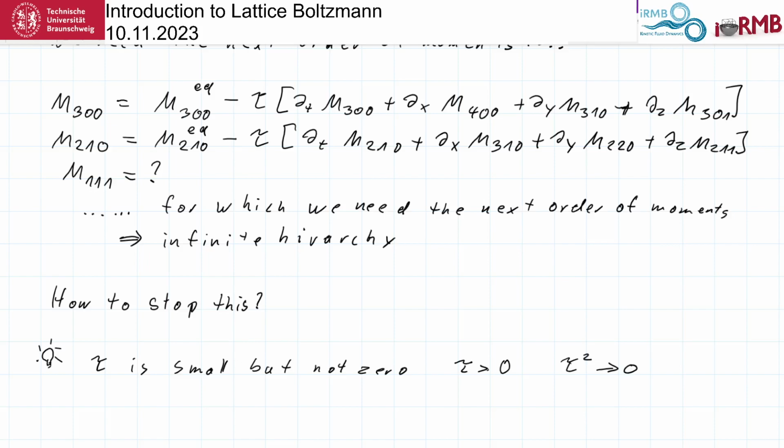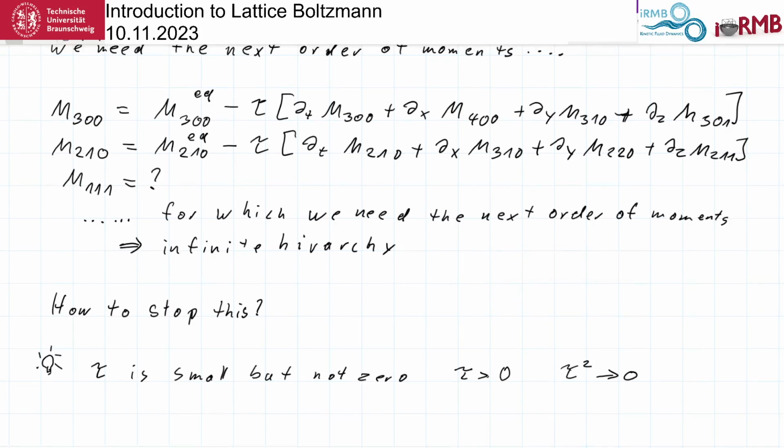right? So this is what we do in finite differences all the time. So delta x is not 0, but delta x squared is 0, right? So let's try it this way. So if this is the case, what can we do? You see, all of these equations that we have up here have already a tau in front of them, right? So their non-equilibrium part will have tau squared in front of them, which we think is 0. So at that level, we will only depend on the equilibrium of these third-order moments. That's the idea behind it.